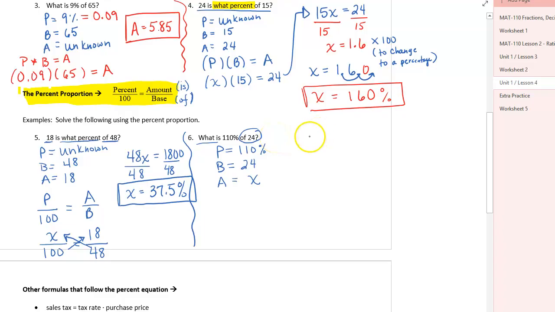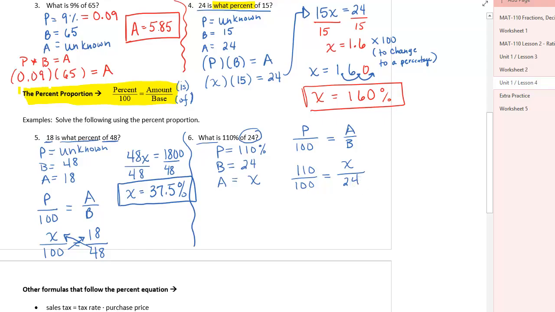If we plug it into our percent proportion, remember we have P over 100 is equal to A over B. Some students say is over of. Now here we remove the percent sign when we put it over 100, because to change your percent to a decimal, you divide by 100. The amount is what we don't know, so that's going to go on top. And the base is 24, so that will go on the bottom.